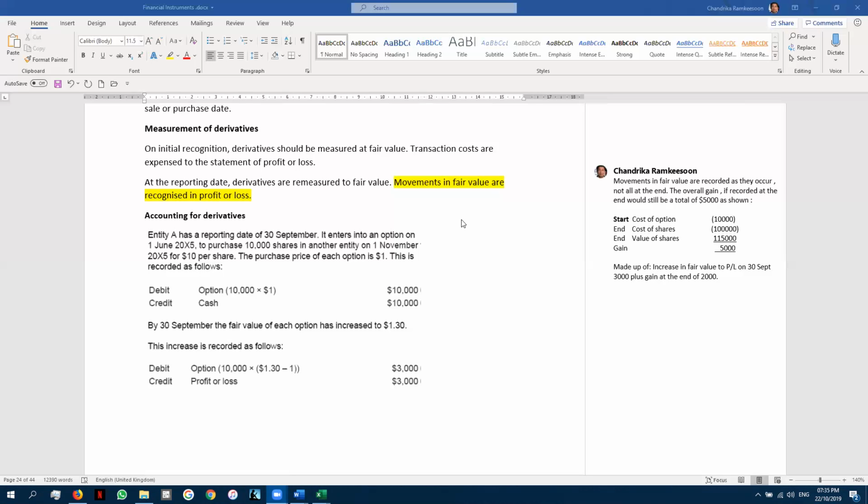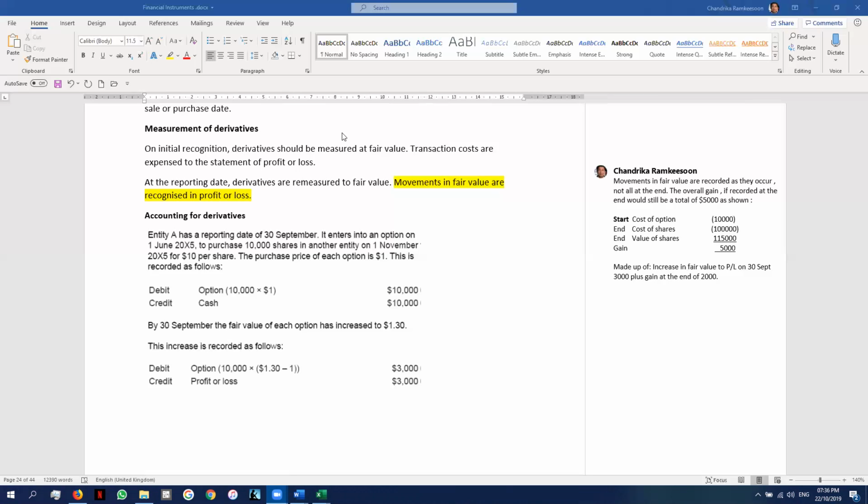Now, that has to be done at the start. The next thing that has to be done, although the potential exercise date is 1st November, is that if the entity's reporting date is 30th September, then at 30th September an accounting entry has to be done reflecting any changes in the value of the option.